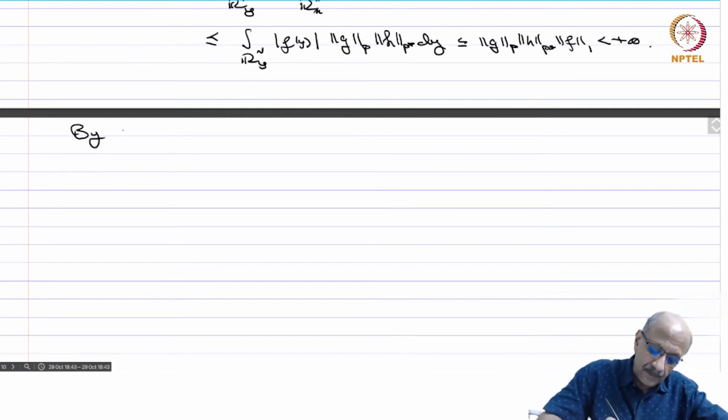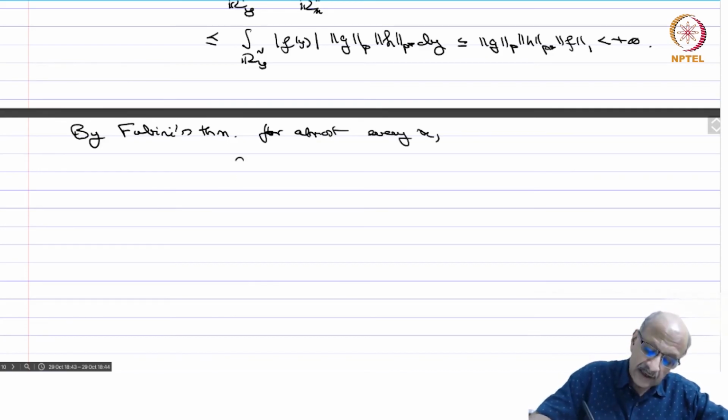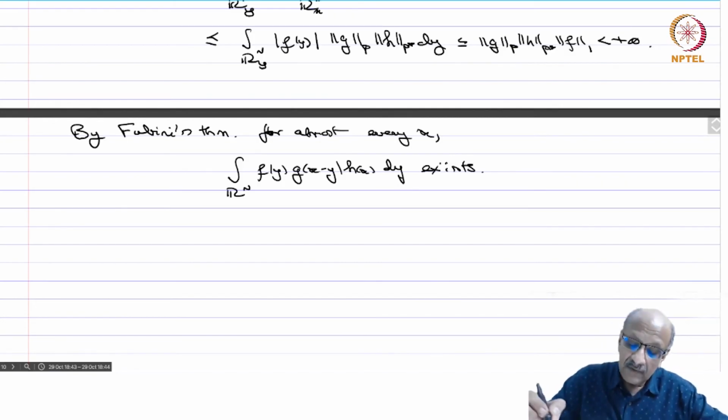So by Fubini's theorem, if the iterated integral with the modulus is finite, then for almost every x we have that the integral over Rn of f of y g of x minus y h of x dy exists. That is part of Fubini's theorem. When the iterated integral with the modulus is finite, then for almost every value of one variable, the integral in the other variable will exist, and therefore this exists. Now you notice that h of x doesn't depend on y, so it will come out of the integral. So h of x times this integral exists, for almost every x.